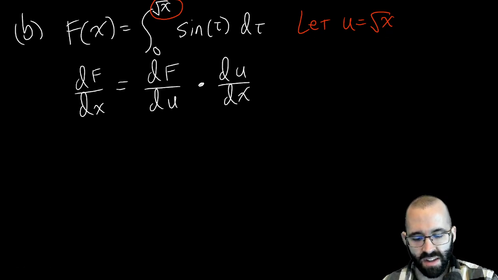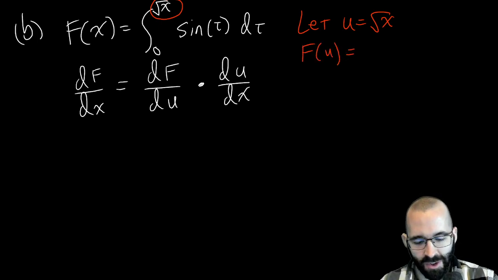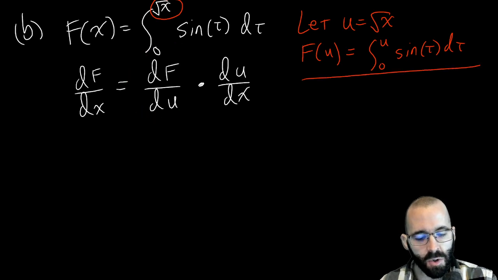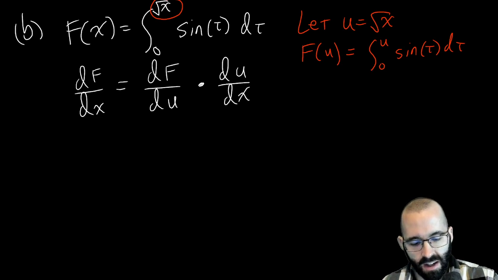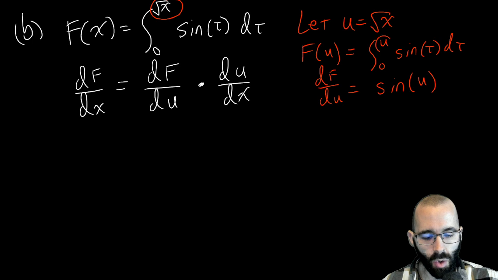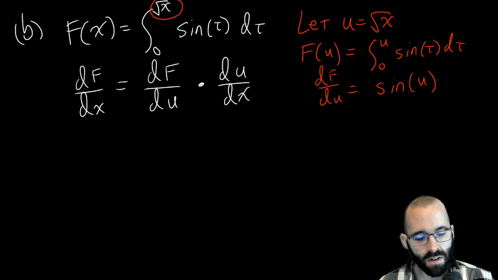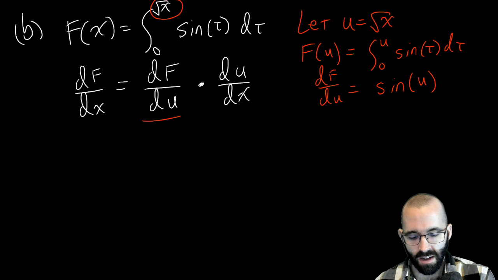If u is this, what is f of u? F of u is the integral from 0 to u of sine of t dt. And so the derivative of f with respect to u can be the fundamental theorem of calculus directly. The derivative of f with respect to u is just the fundamental theorem of calculus, which says our integrand evaluated at our variable. It's just the sine of u. And that's the harder part. That's this guy. But what about this guy?